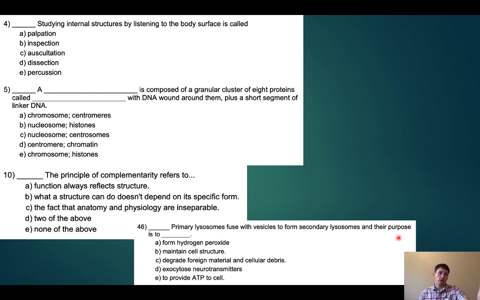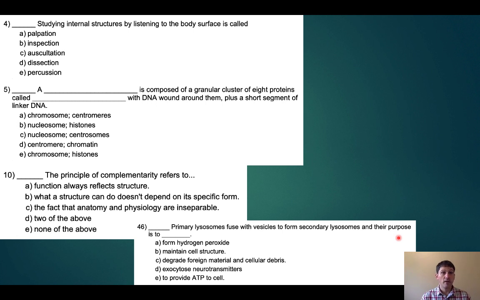So question number 4 here, studying internal structures by listening to the body surface is called. And so basically this is just a straight memorization question, okay? So low level, can you memorize these terms? Do you know what they are?